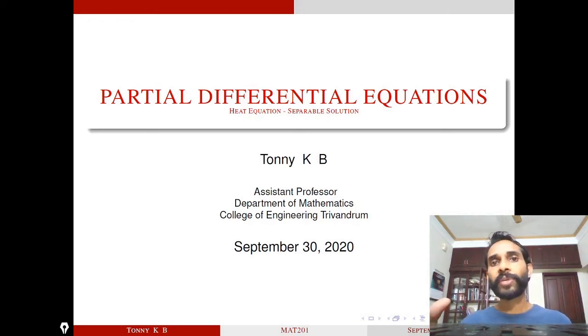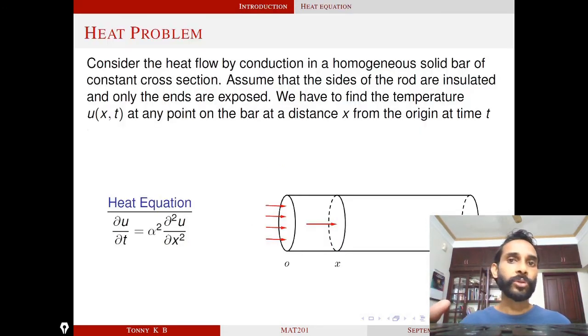Namaskaram. In the last class, we have seen the derivation of the heat equation, which is related to the heat problem. And we know that the temperature u(x,t) should satisfy the heat equation. In this session, we will solve the heat equation by the method of separation of variables. Okay, let's start.